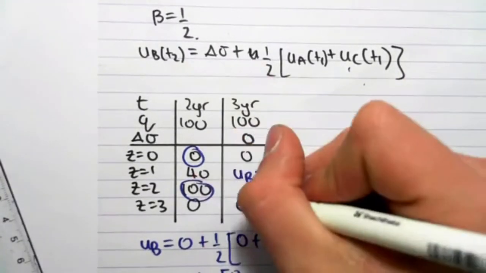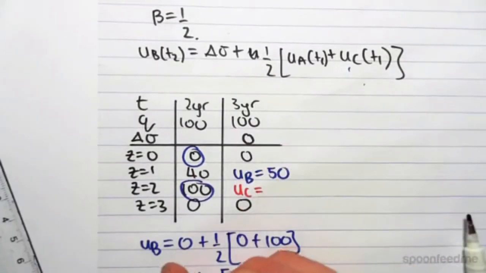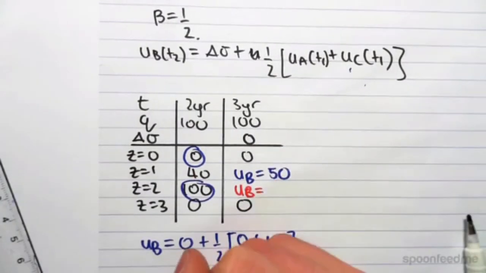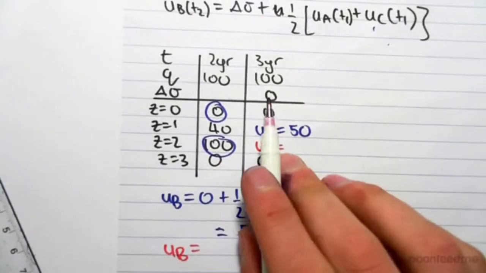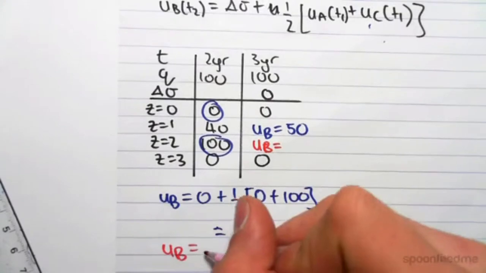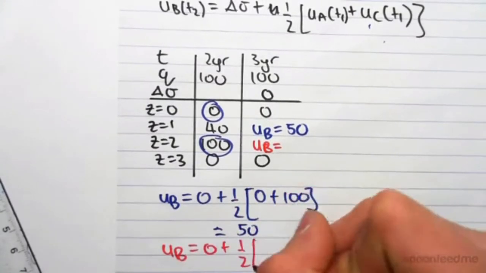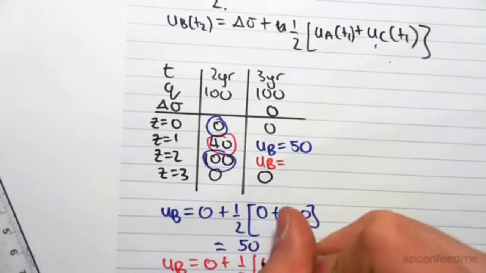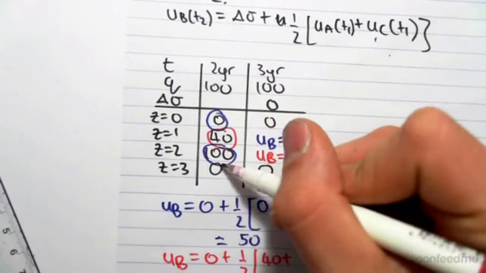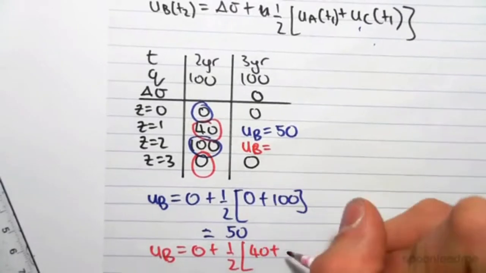Now I could find this value as well. So that's also UB. So UB would equal the change in stress, so that's 0, plus 1/2 outside of UA of time 1, which would now be that value, so 40, plus UC, which would now be that value, which is 0.